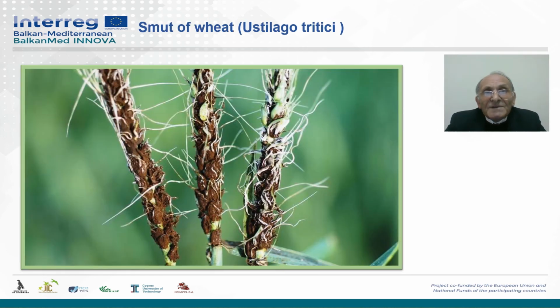Smut of the wheat, Ustilago tritici, is very dangerous if we don't make the disinfection of the seeds and if we don't make the plant rotation. But the majority of cultivars now are resistant. Nevertheless, we need to know in detail because sometimes this disease in some regions can make big damage.